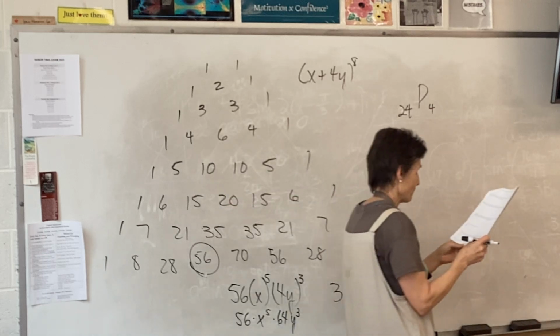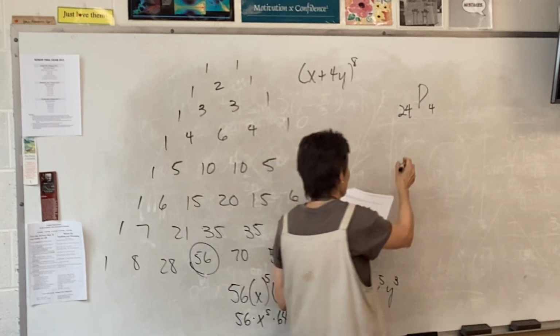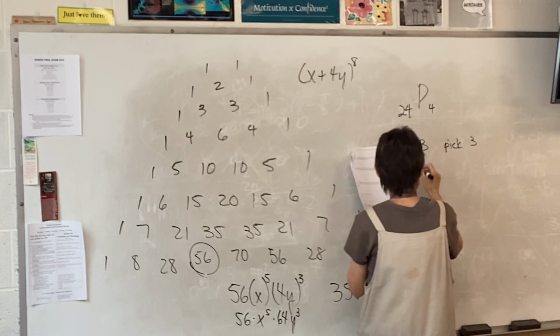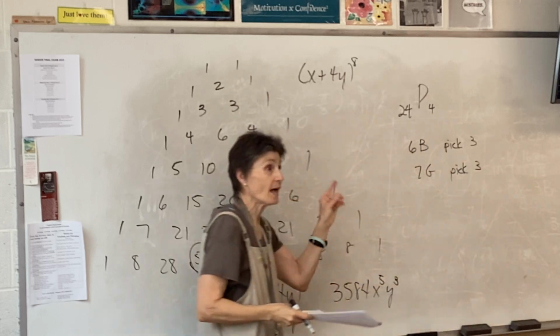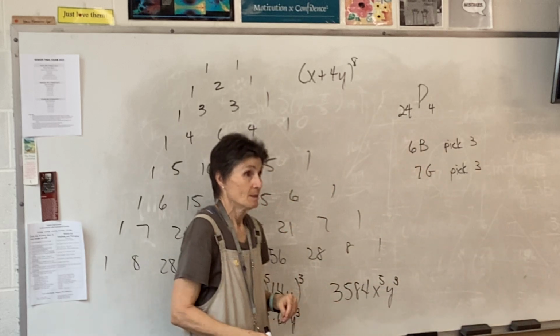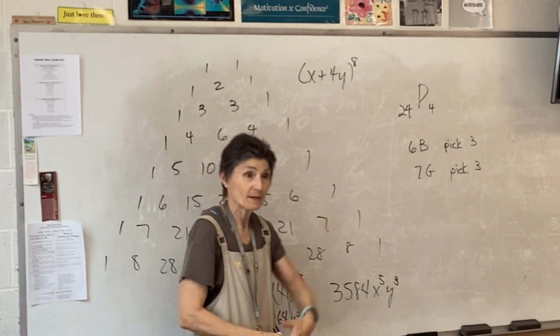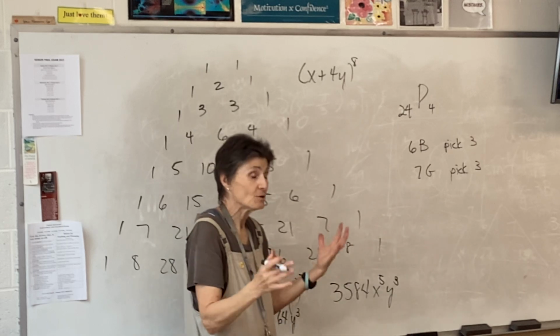Now 20. How many ways can I choose 3 boys and 3 girls from a group of 6 boys and 7 girls? So this is like a card problem. Only instead of picking diamonds and clubs, I'm picking boys and girls. So how do we do this?